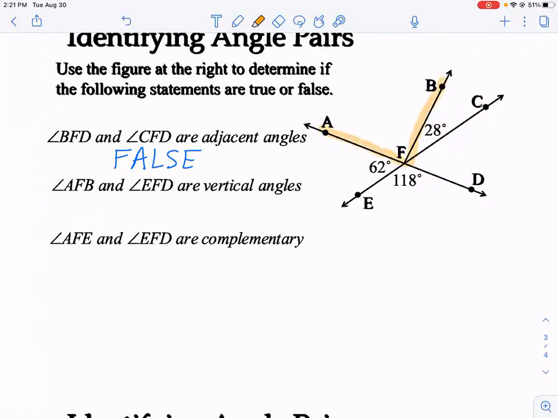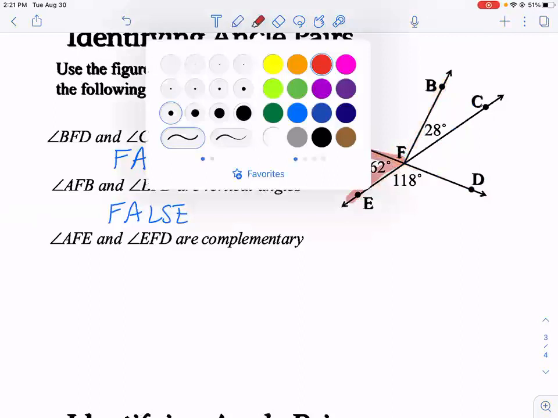AFB, EFD are vertical angles. Who said true? Who said false? Okay. Emily, what made that false to you? I thought that was false because they make them vertical angles when they have to be AFC instead of AFB. Okay, if we talked about FC, then we would have two pairs of opposite rays, okay? But we don't have the two pairs of opposite rays. Very good.